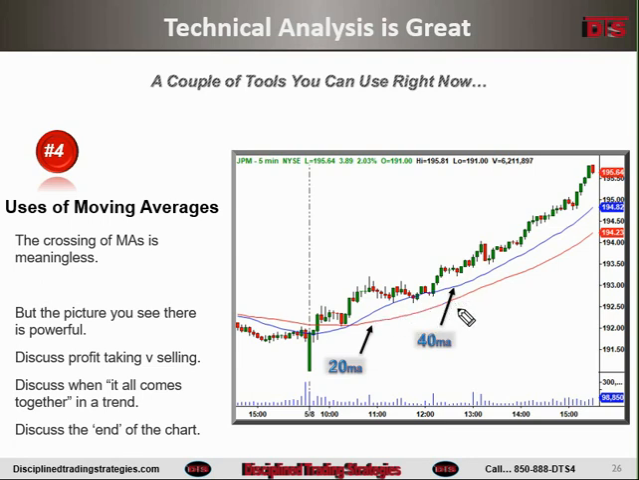Okay. But let's talk a little more about this. A couple of things on this chart. This is what moving averages do: they give us some perspective.